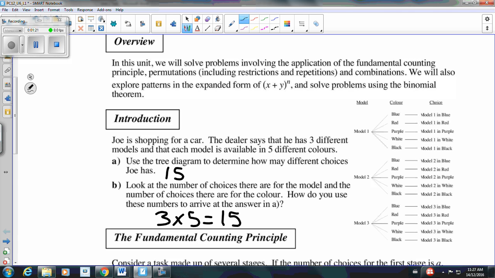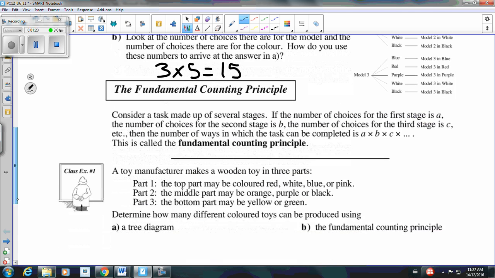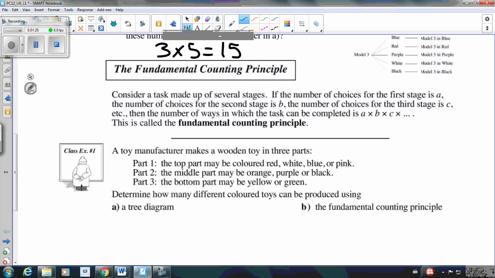So the fundamental counting principle: consider a task made up of several stages. If the number of choices for the first stage is A, the number for the second stage is B, and the number of choices for the third stage is C, then the number of ways in which the task can be completed is A times B times C. This is what we call the fundamental counting principle.